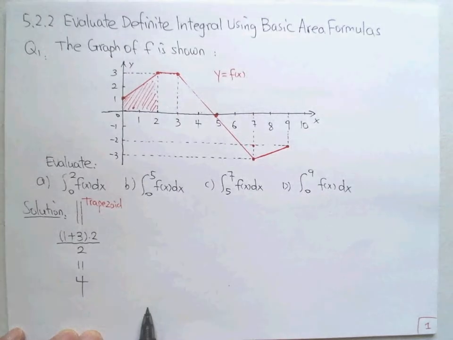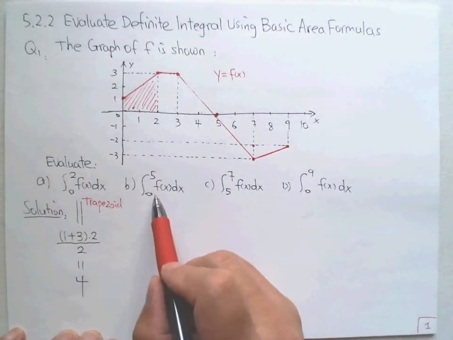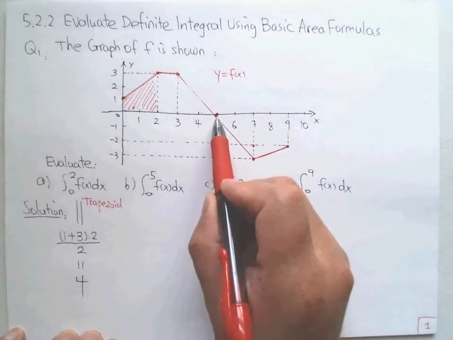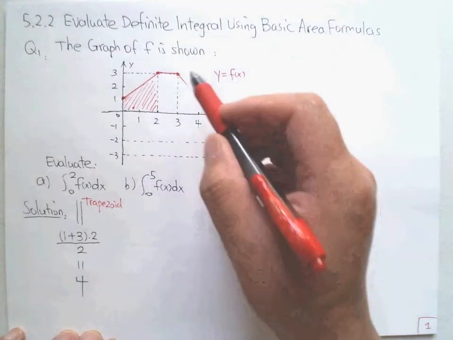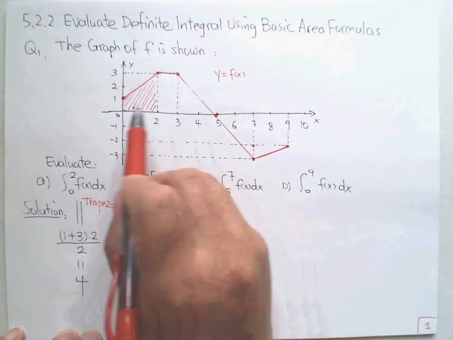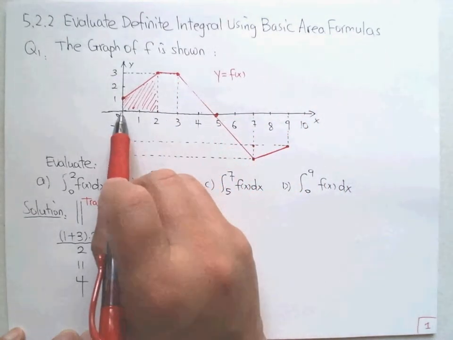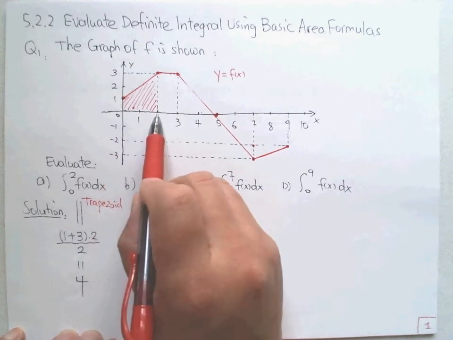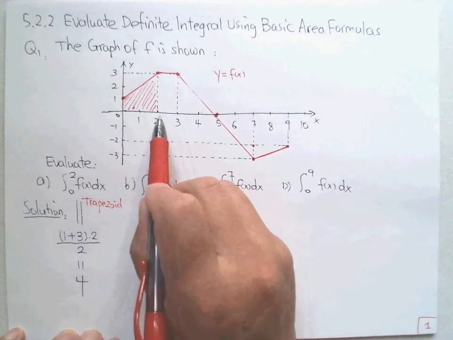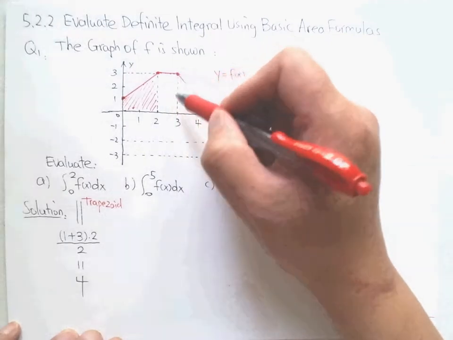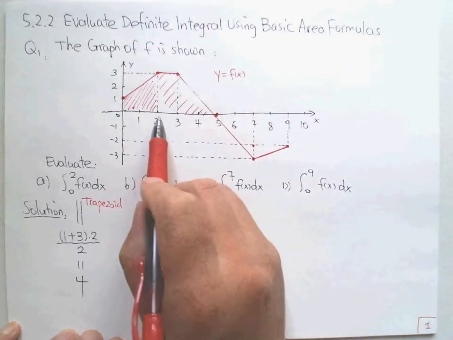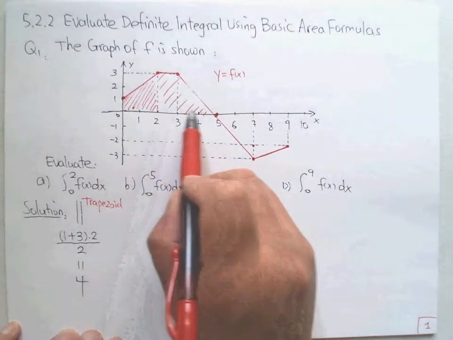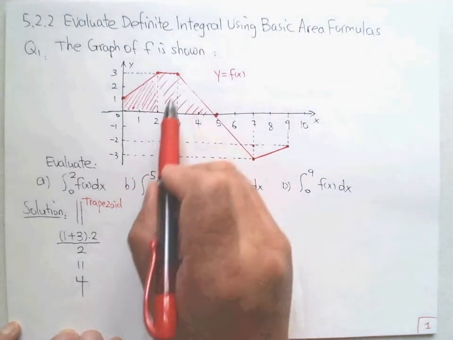Let's look at the second. The second is to find the area between 0 and 5. See, 5 is here. This is not a nice shape, but we can cut this whole shape into two parts. The first part is from 0 to 2, the second part is from 2 to 5. I highlight 2 to 5 like this. 2 to 5 is also a trapezoid. We know the sides and the height, so we can find the area.